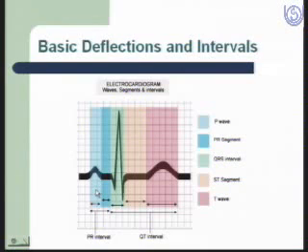This is again the normal electrocardiographic deflections of the different waves: the P wave, the PR segment, the PR interval, QRS complex, the ST segment, and the T wave.